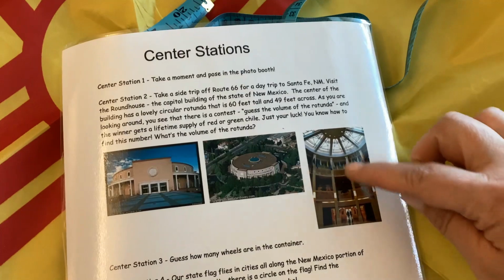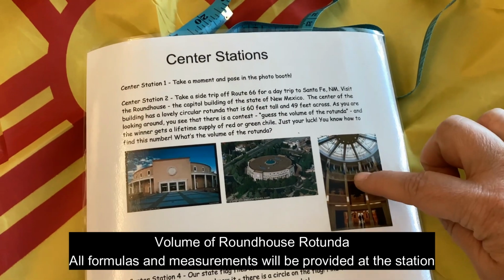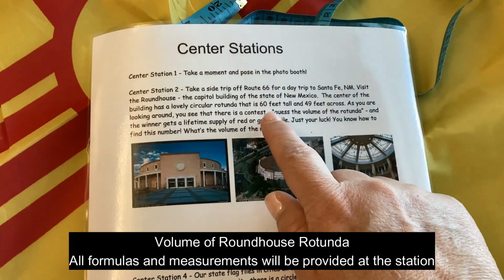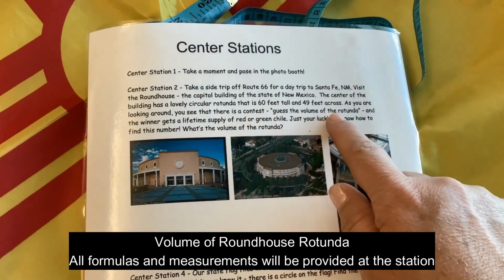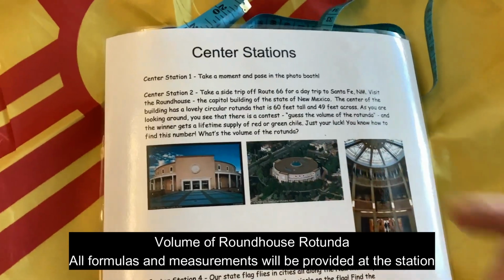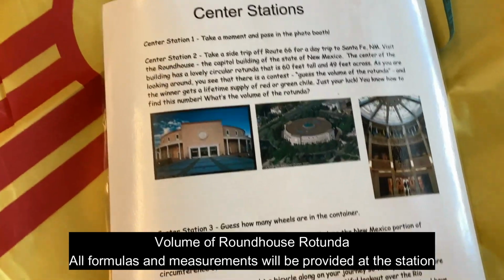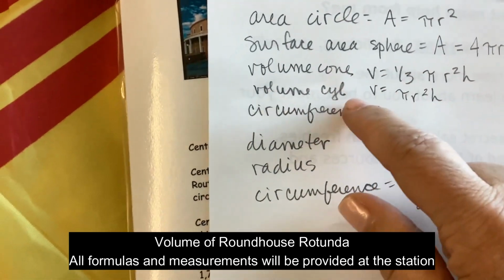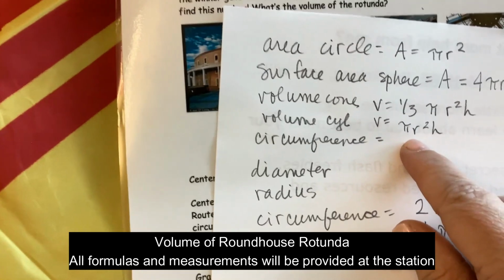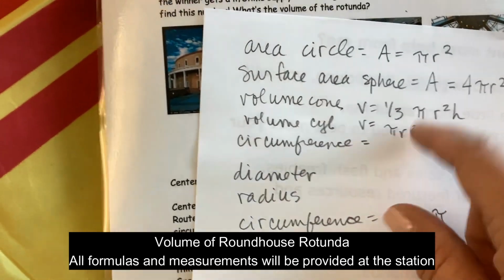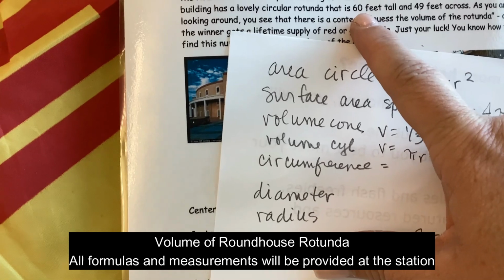Okay, so the first problem at the center stations, the students are going to find the volume of the rotunda of our Roundhouse, the legislative building in Santa Fe. We know that it is 60 feet tall and 49 feet across. So they can use the formula for the volume of a cylinder, which is in their book. Volume of a cylinder is pi r squared h. So the height is 60.